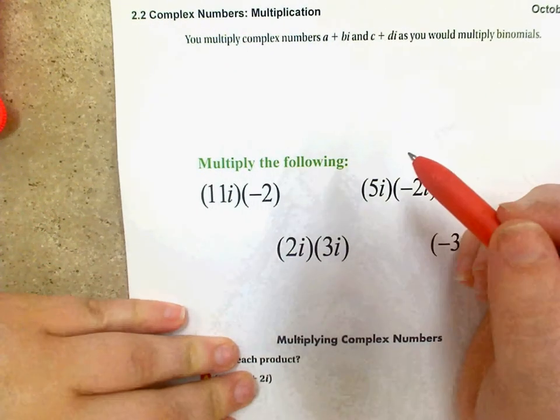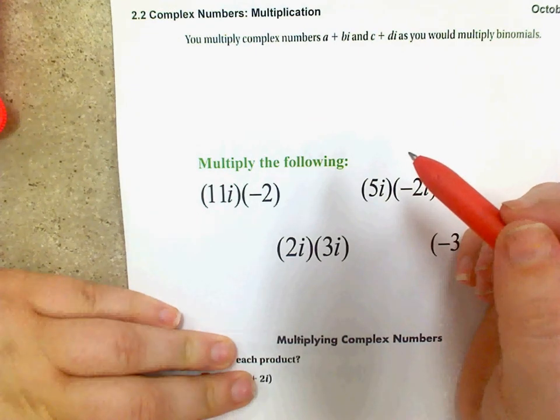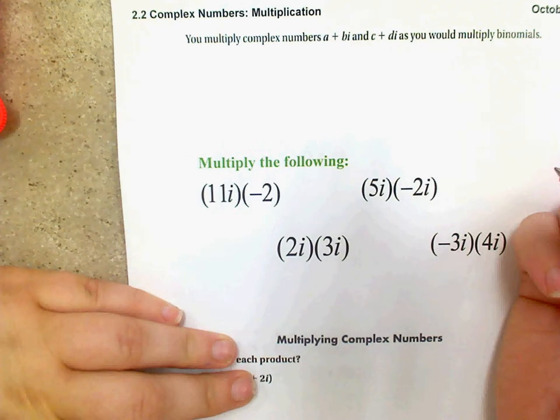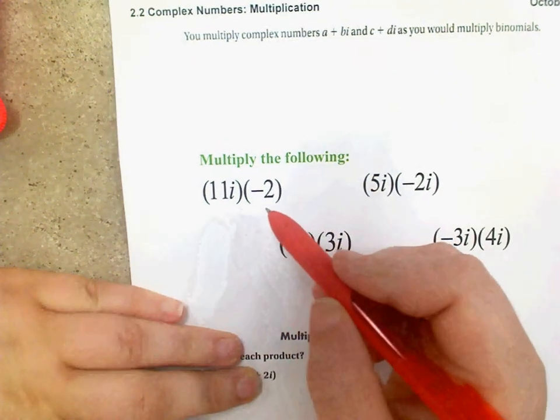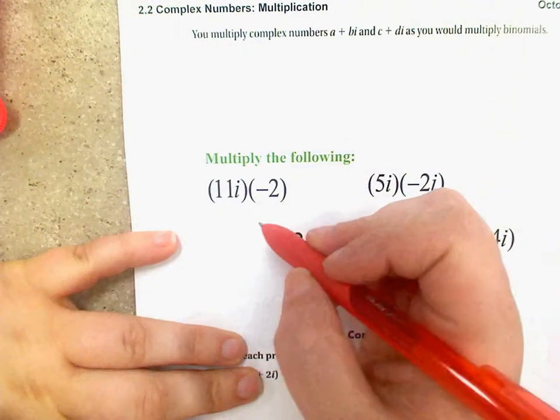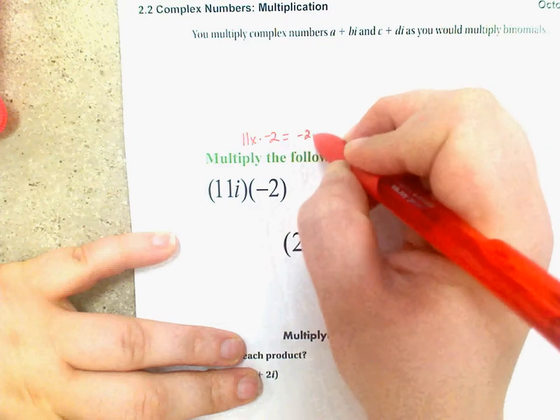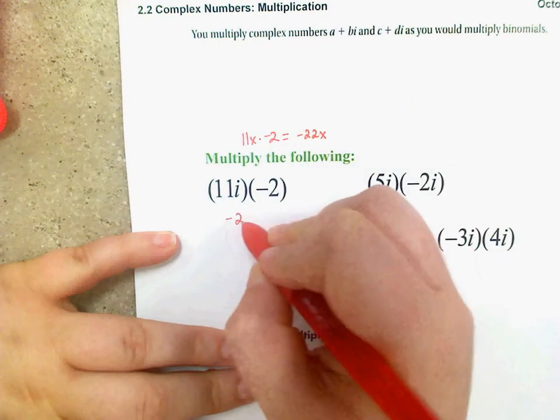As far as multiplying complex numbers, you really just distribute in the same way, but you can only combine certain terms, imaginary with imaginary, real with real. So when I multiply 11i times negative 2, I can still multiply. It's just kind of like saying 11x times a negative 2. That's just negative 22x. Well, this is negative 22i.